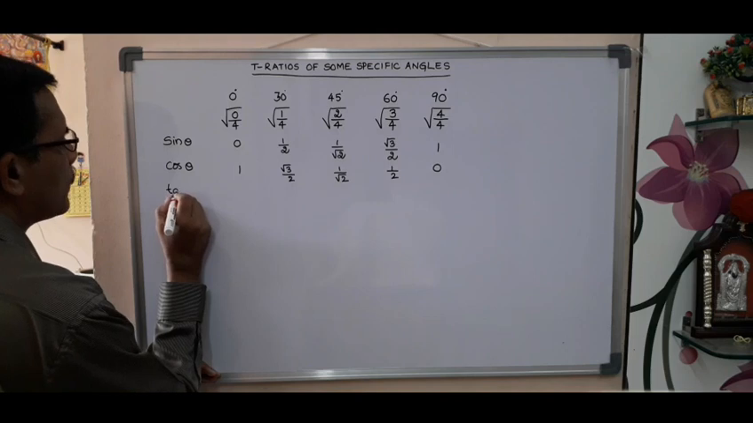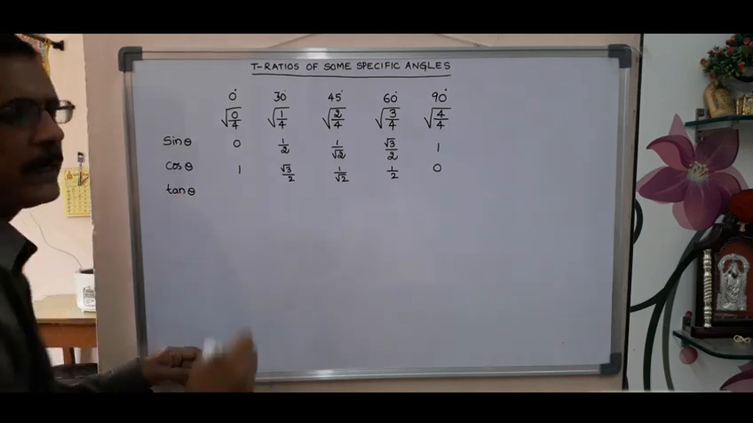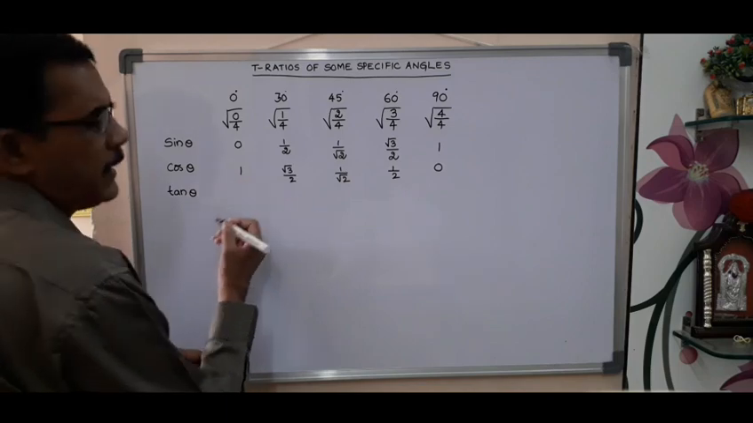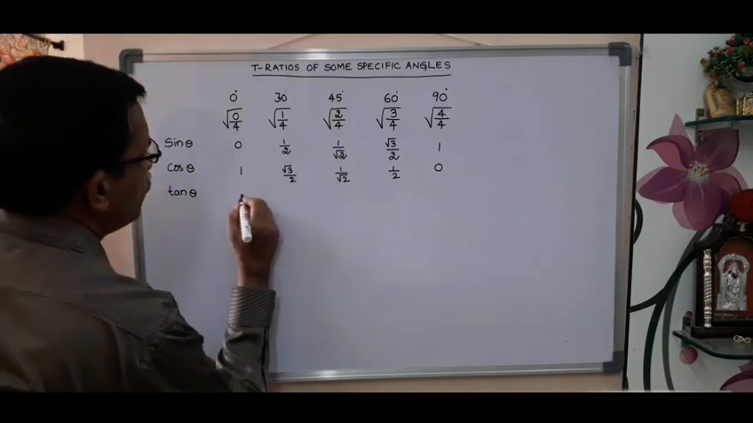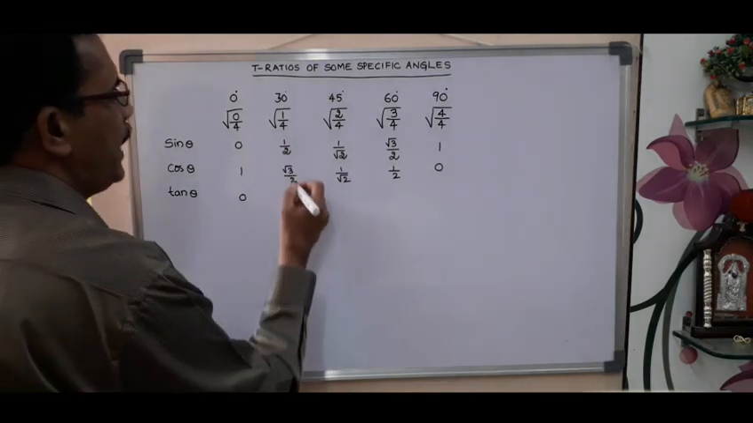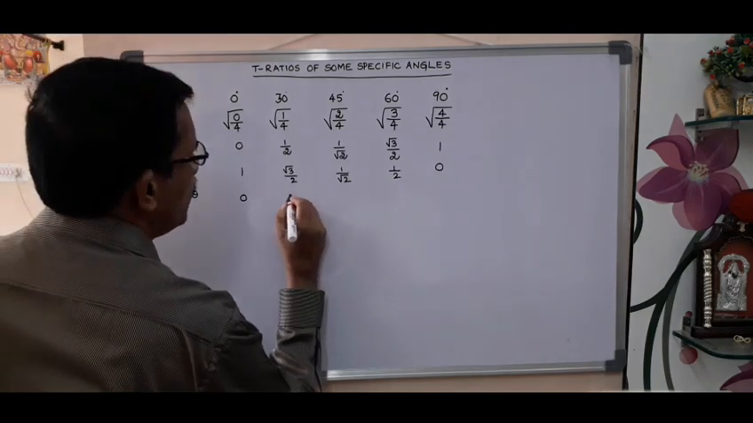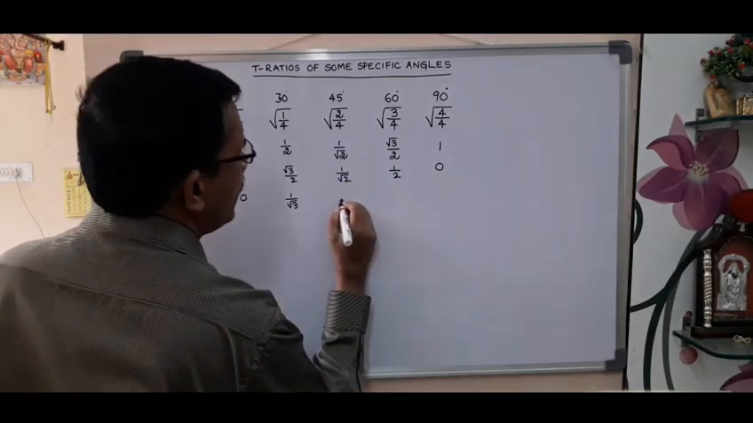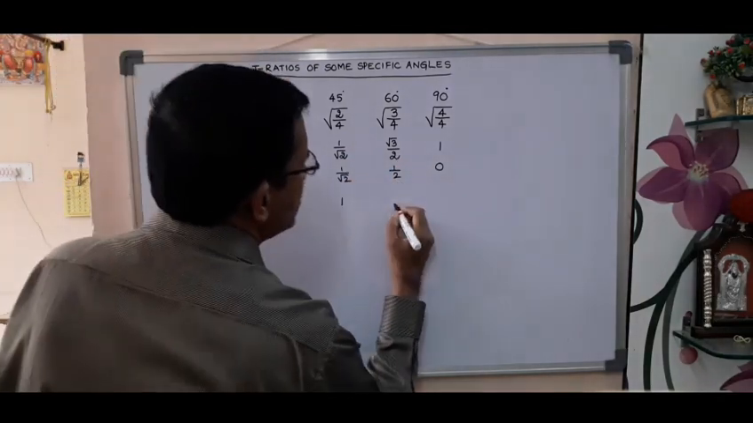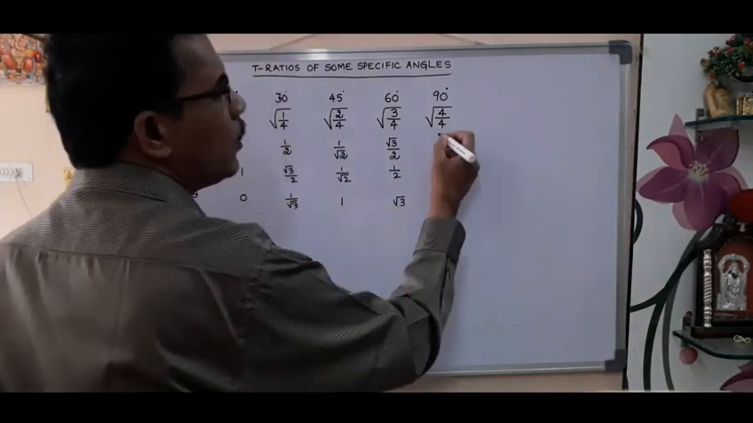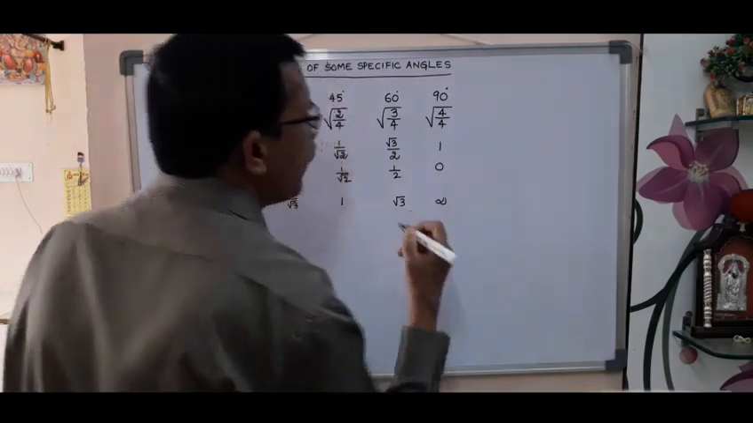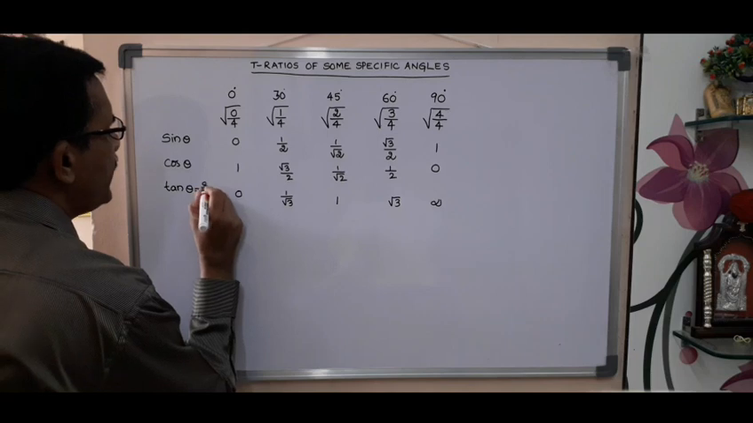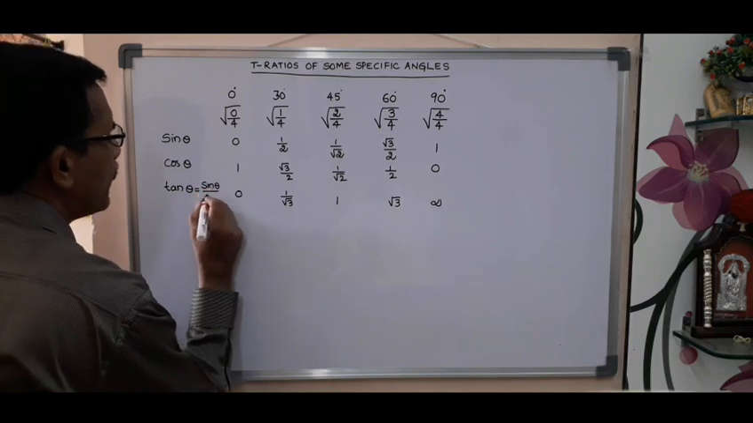Tan theta, that is sin theta by cos theta. So if we divide these two, first row by second row, we will get tan values. 0 by 1, 0. 1 by 2 by root 3 by 2, 1 by root 3. 1 by root 2 by 1 by root 2, 1. Root 3 by 2 by 1 by 2, 2 cancel, that is equal to root 3. 1 by 0, that is not defined. So tan theta is sin theta by cos theta.